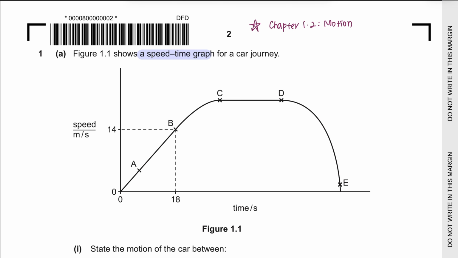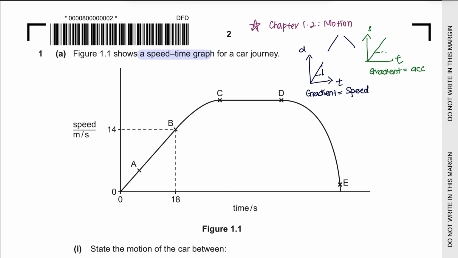Under this topic, you will come across two types of graph. The first one is a distance time graph, where the gradient of the graph represents your speed. And the second type of graph is a speed time graph, where the gradient of the graph represents acceleration. So this is a speed time graph. This means that the gradient of the graph represents acceleration.